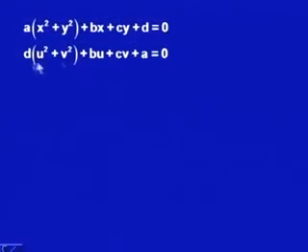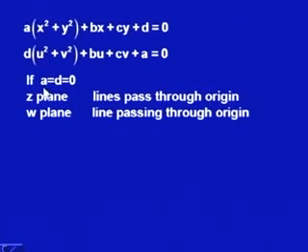So, this is the curve in the xy plane and this is the curve in the w plane. Then I consider the case when a and d are 0. a is 0 means this part is not there, d is 0 means this part is not there. So, we have bx plus cy is equal to 0, which represents a line passing through the origin. So, a line passing through the origin in the z plane will map to a line passing through the origin, because d and a being 0, in the w plane also it is bu plus cv. So, a line passing through the origin will map to a line passing through the origin.